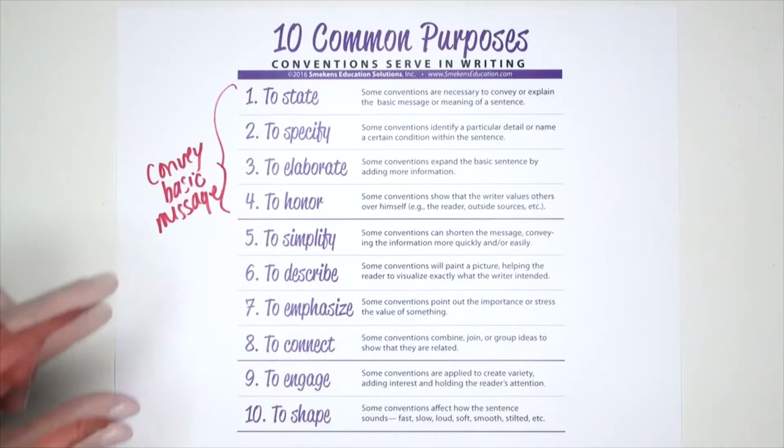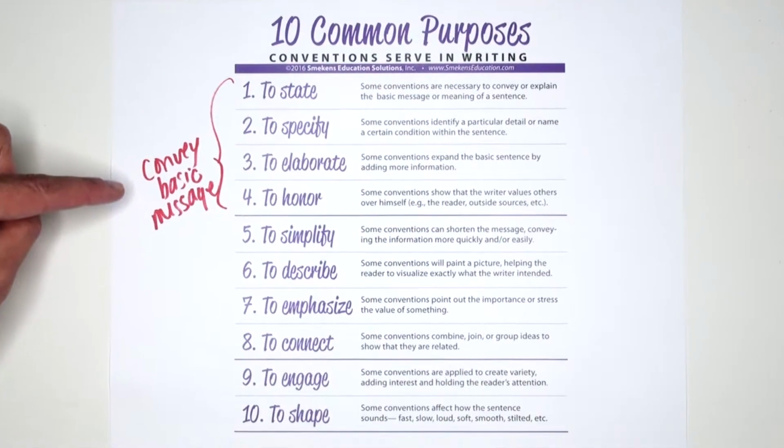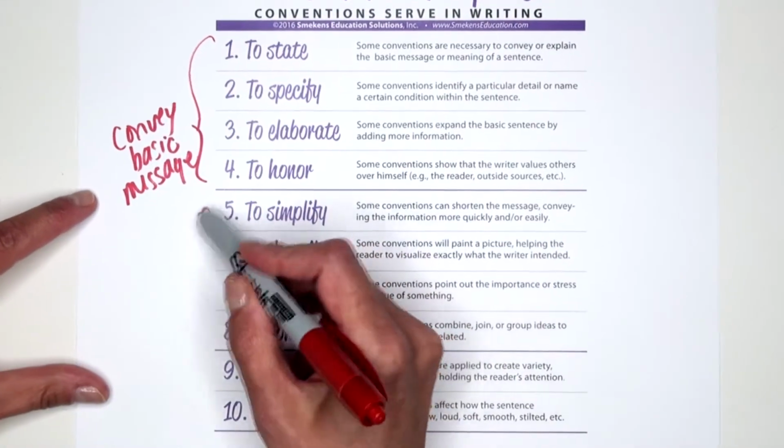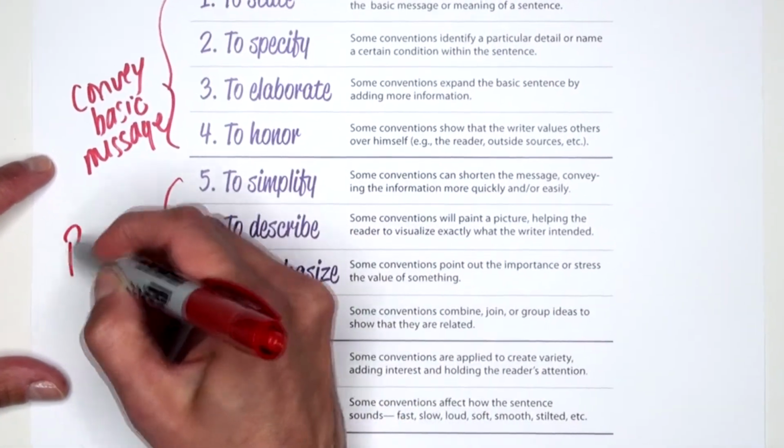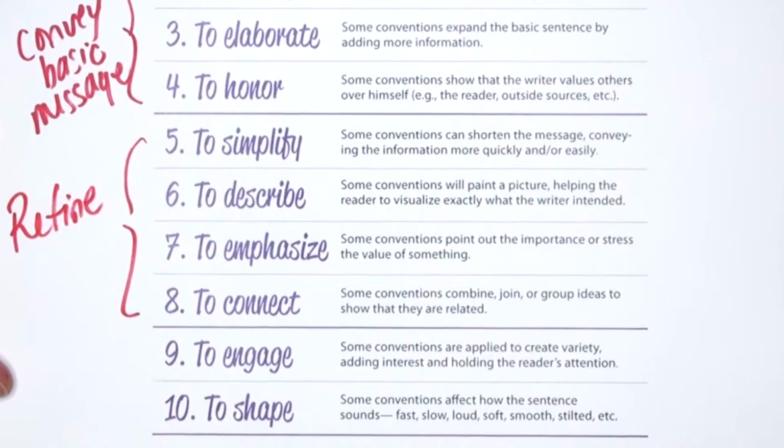A less common purpose, but still one to teach, is the conventions that honor the reader. We value communicating accurately to the reader. For example, the use of the ellipsis when we're omitting certain words from a quotation. These first 4 purposes convey the basic message. The next 4 purposes refine that message.